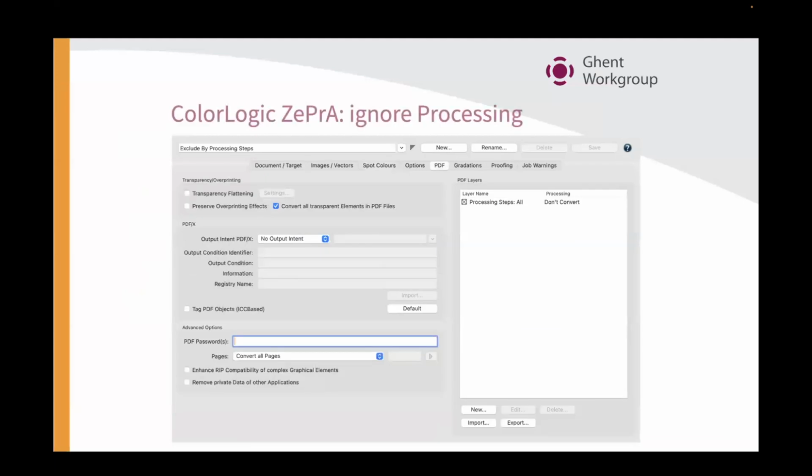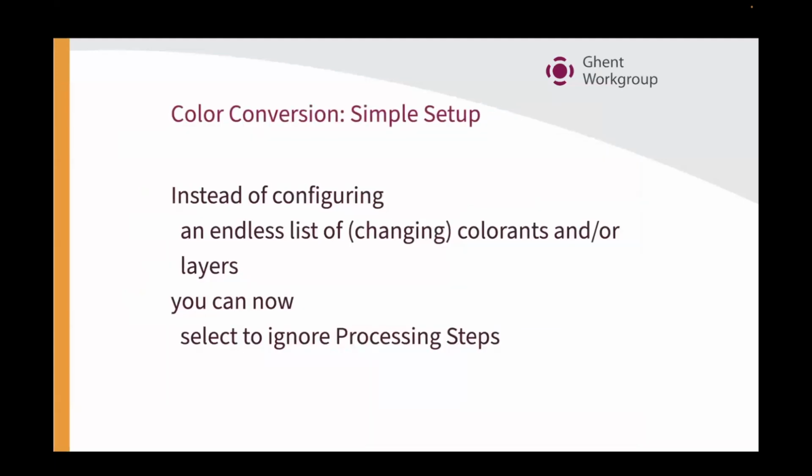So these are the two examples I show you. Basically, instead of configuring an endless list of changing colorants or changing layers, you can now simply select in your color conversion tools to ignore processing steps. Personally, I think that's a lot simpler. I don't know about you, but it would definitely work for me.